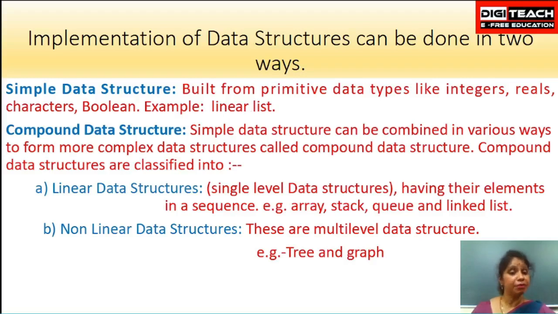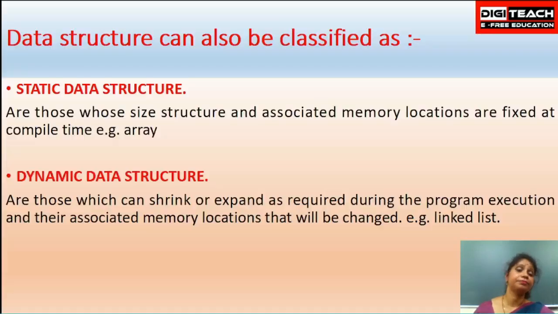And what about compound data structure? Simple data structures can be combined in various ways to form more complex data structures, called compound data structures. Compound data structures are classified into linear data structure and non-linear data structure. Linear data structures are single-level data structures having their elements in a sequence. Linear data structure में आपको data sequence में maintain करोगे, examples are array, stack, queue, linked list etc. But non-linear data structures are multi-level data structures, that is tree and graph. Hope all of you understood.